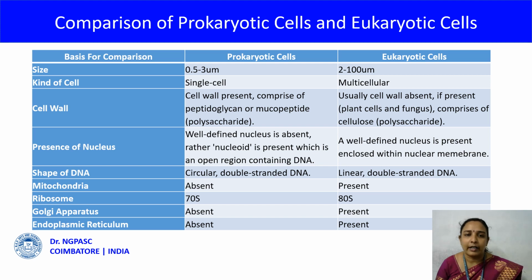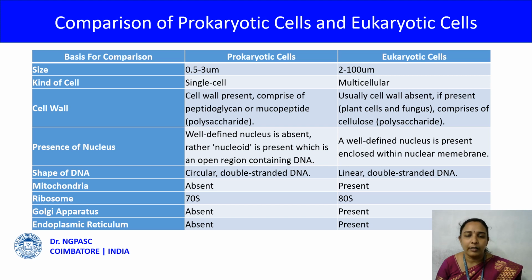In prokaryotic cells, a well-defined nucleus is absent. Rather, a nucleoid is present, which is an open region containing DNA. A well-defined nucleus is present, enclosed within a nuclear membrane, in eukaryotic cells. The prokaryotic cells contain circular and double-stranded DNA, whereas in eukaryotic cells, the DNA is linear and it is double-stranded.